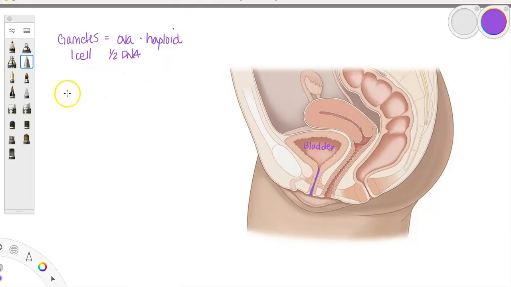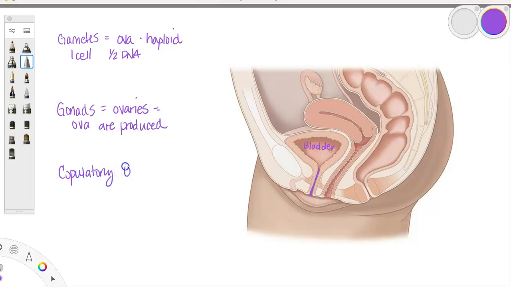Gametes are made by gonads. So females also have gonads. The gonads in a female are the ovaries. So the ovaries are where ova are produced. Okay. And then, of course, we have a copulatory organ. And the copulatory organ in the female is the vagina.